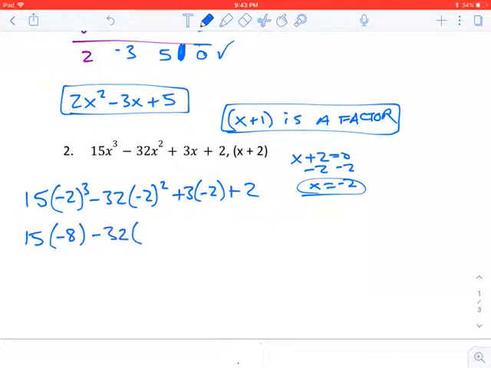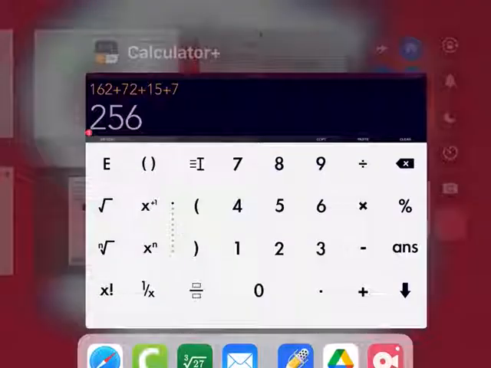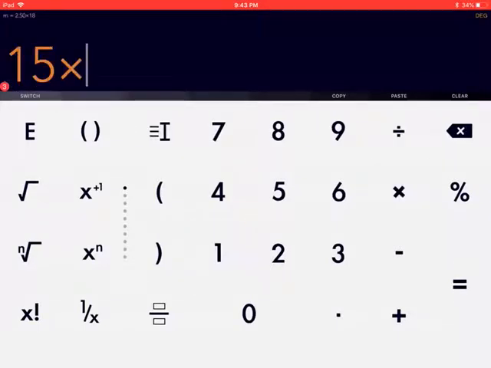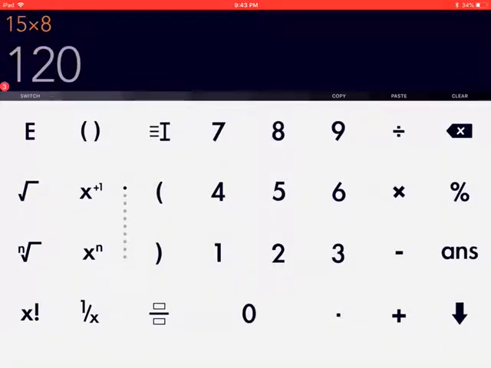Negative 32 times 4, plus positive 3 times negative 2 is negative 6 plus 2. And so let's take care of these numbers. 15 times 8, 120.